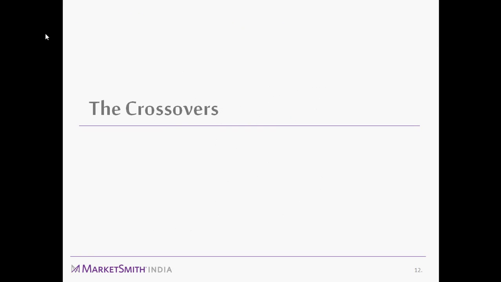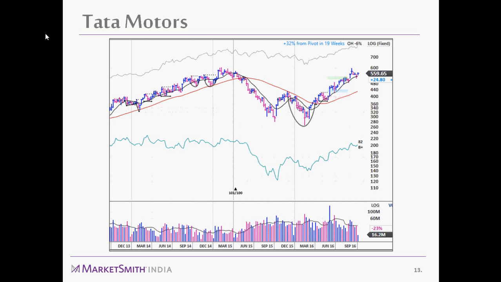The crossovers. Now, very often when you look at a technical chart and observe it, you will find that there might be occasions when the 50 DMA and the 200 DMA interact with each other. They keep crossing over each other. Now, when you observe those crossovers, they can potentially tell you about a signal, whether the stock is setting up or whether it's likely to deteriorate. Let's look at a few examples.